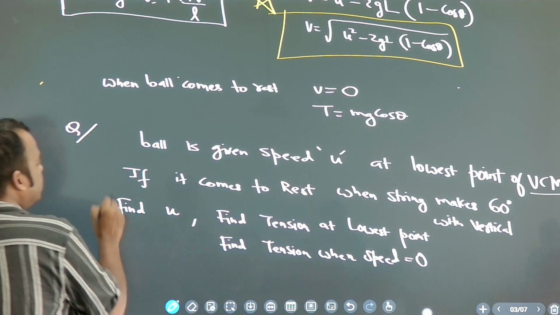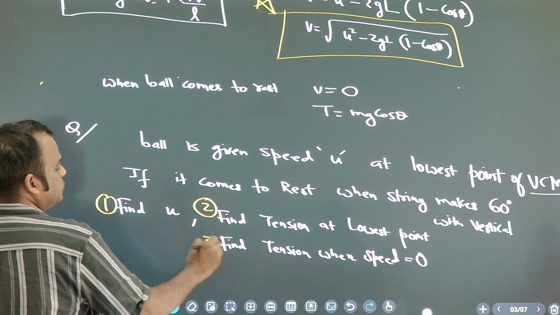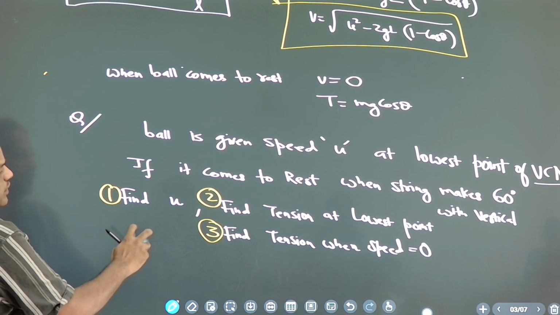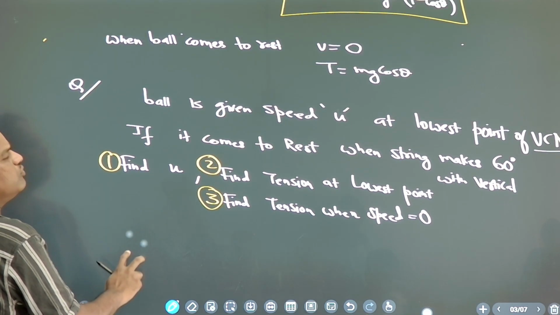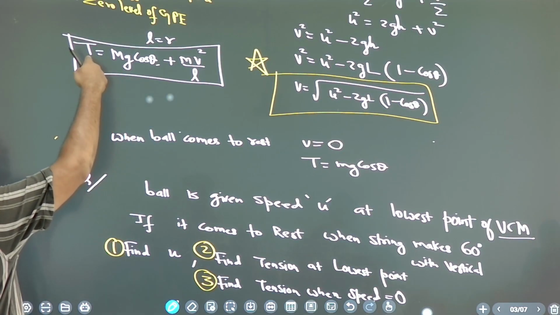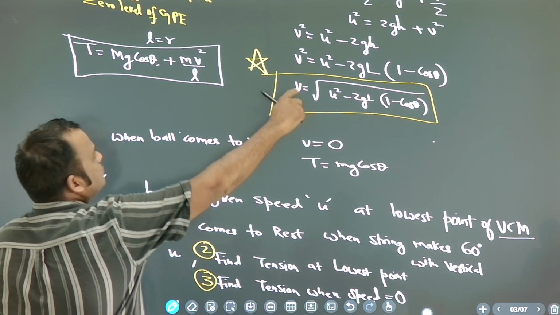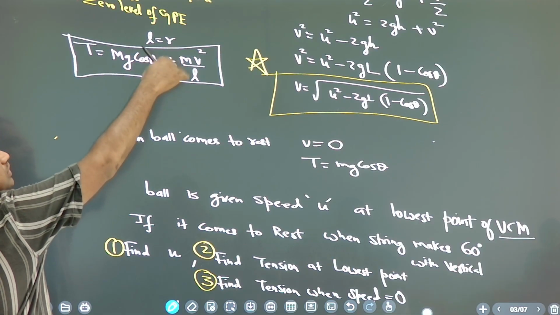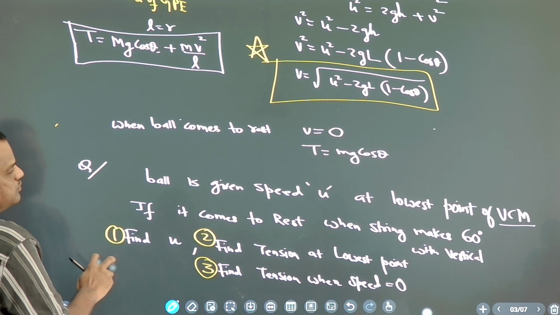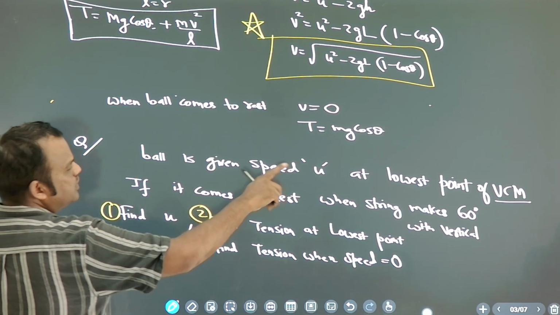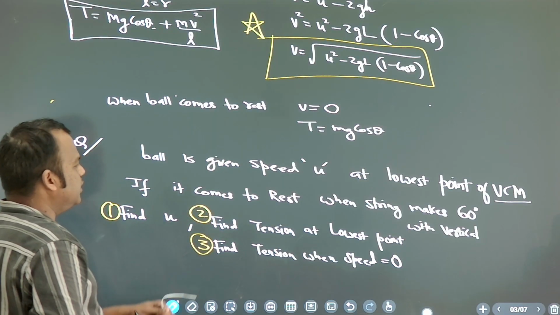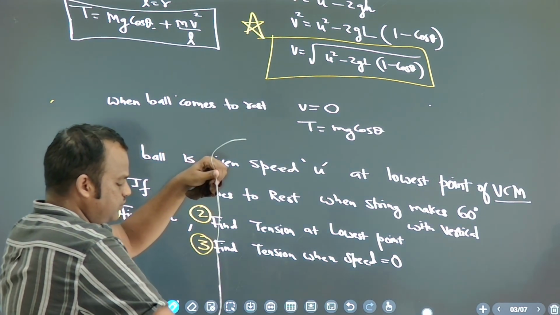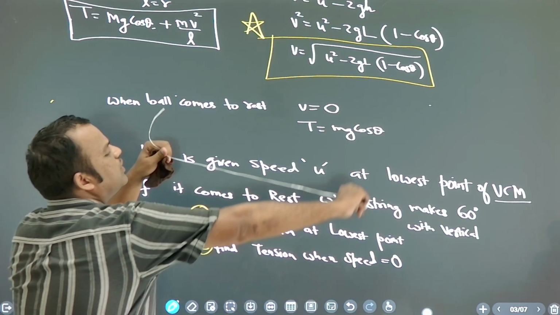So which topic are we doing? Vertical circular motion under gravity. Only two formulas, don't worry. One formula is tension, another is V. V is equal to square root of u square minus 2gL bracket 1 minus cos theta. Tension is mg cos theta plus mv square by L. Now read the question carefully. Speed u is given at the lowest point. It comes to rest when the string makes 60° with the vertical. So what is the maximum angle it is making?